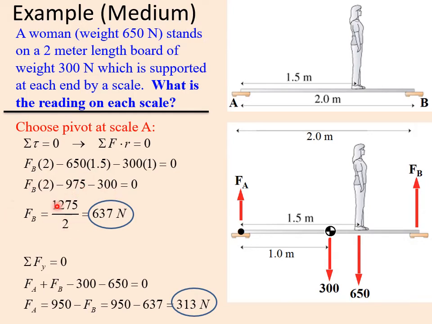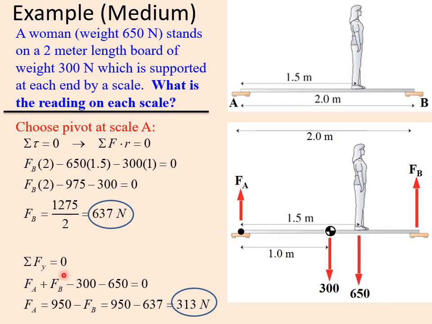All right, we're just doing some algebra here to solve for F sub B. And our answer then is 637 newtons. So that's what this scale will read, okay, 637. Now, we still have to figure out what this scale reads, all right?